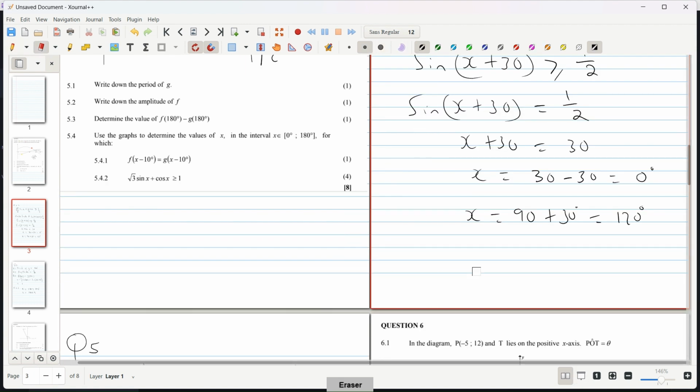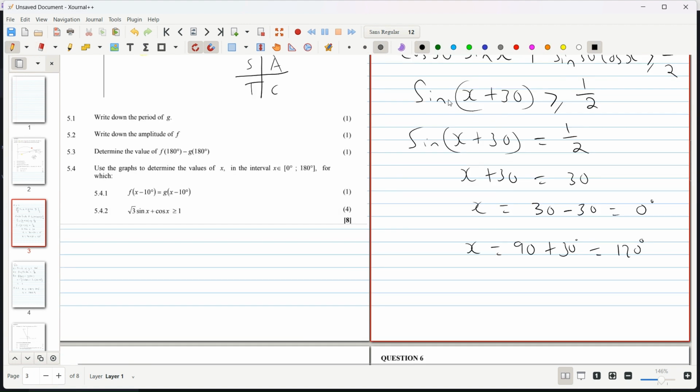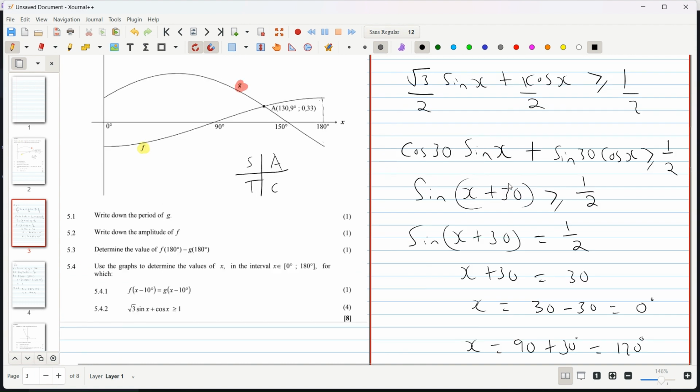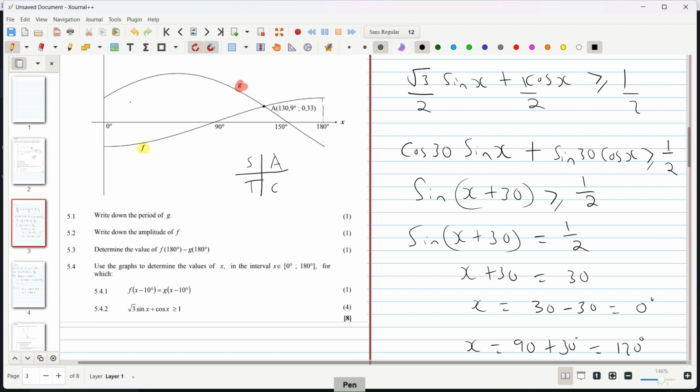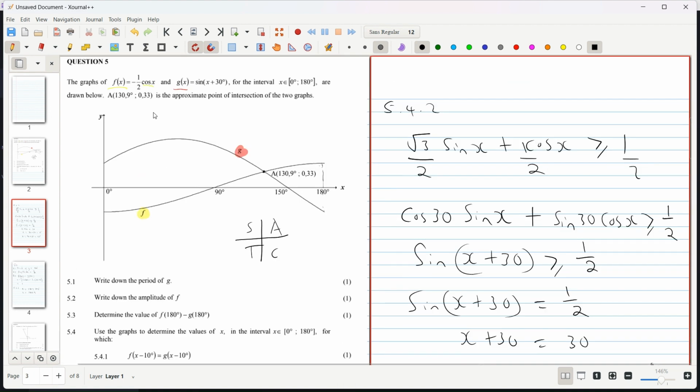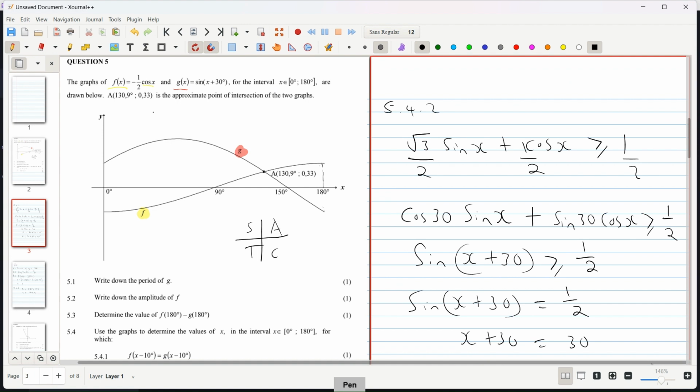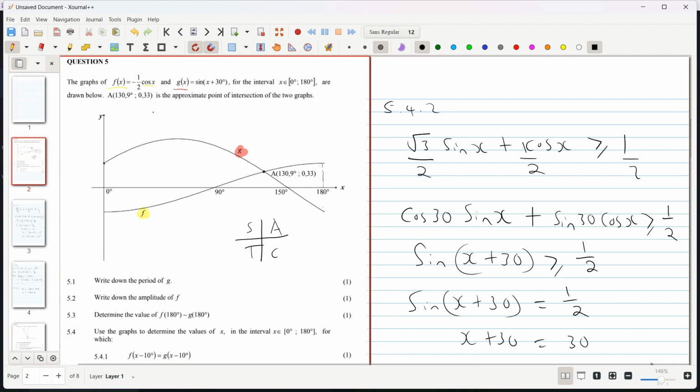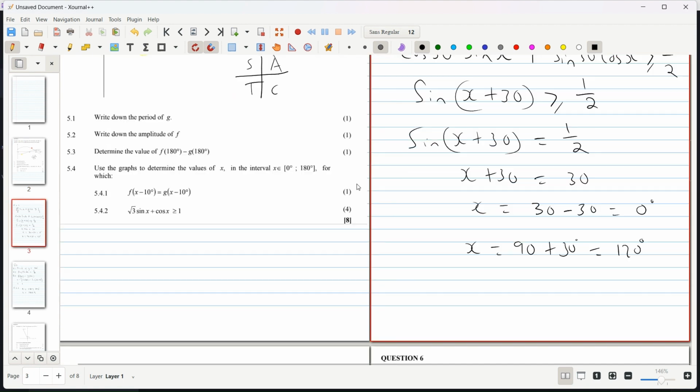So it means that where sine x is greater than or equal to a half, it's between here. If we look back at the function here, it's between somewhere here at 0 and somewhere here, which we calculated as 120. So it's in between here, our value for x.